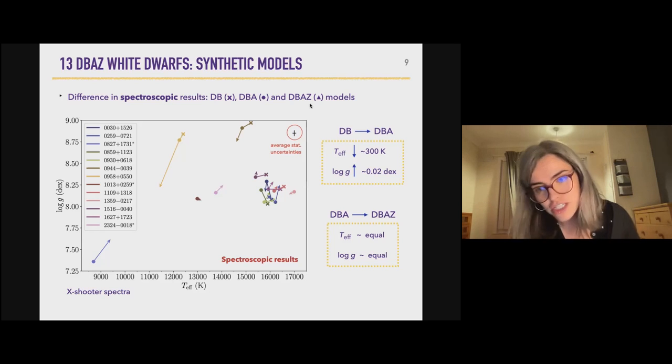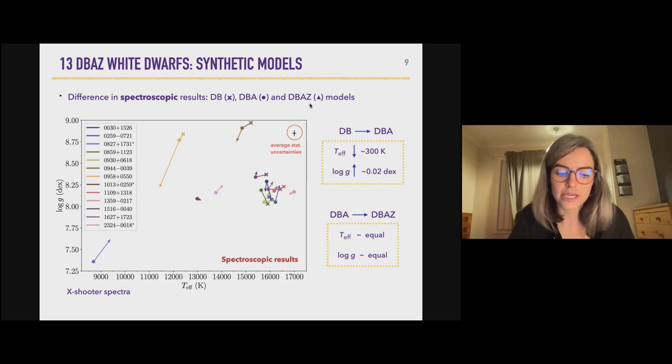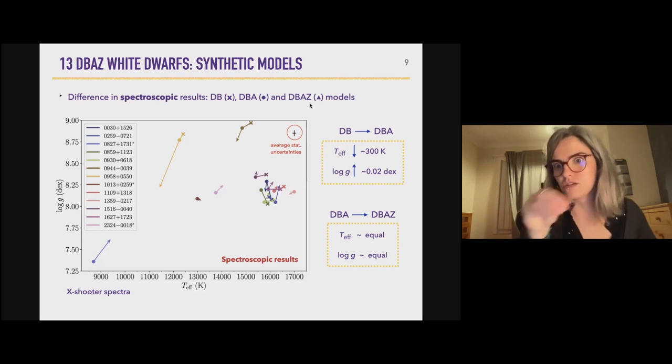I forgot to mention also that the metals included in the models for each of the stars were individually measured for each star, and then we implemented those metal abundances in each of the models.